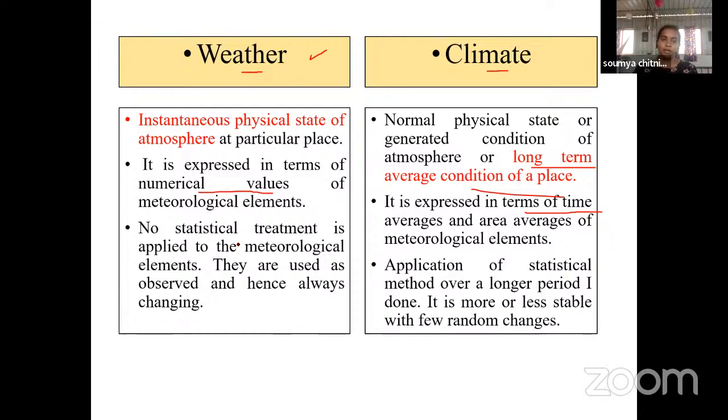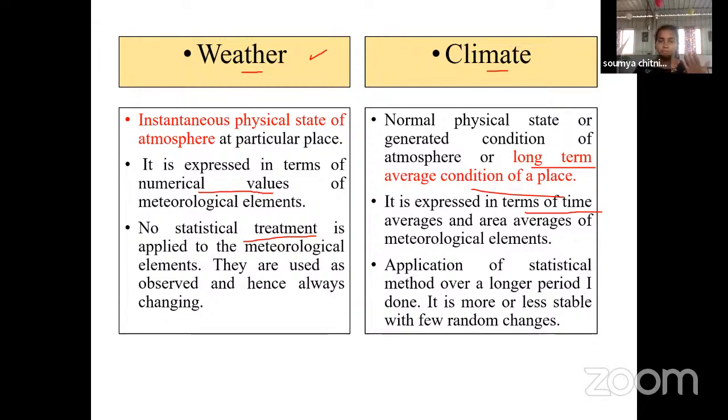And in weather, we do not have any statistical treatment applied to meteorological elements. So what are these meteorological elements? Say rainfall, clouds, atmospheric pressure or atmospheric temperature. All these form the meteorological elements. We usually do not apply any statistical treatment to them. They are just observed and they keep changing, so we do not apply anything there.